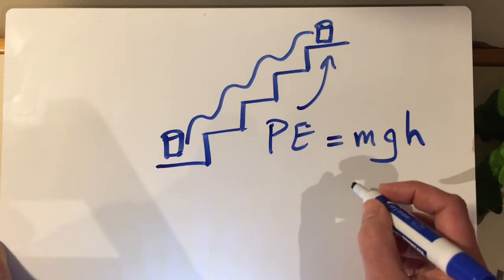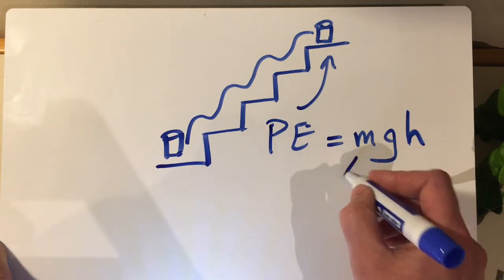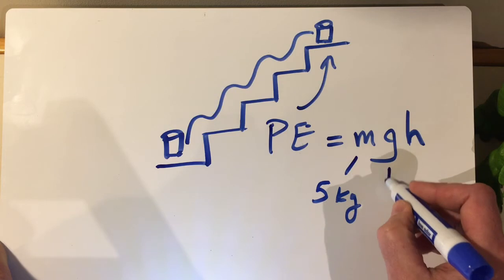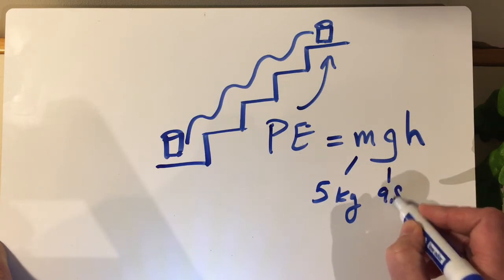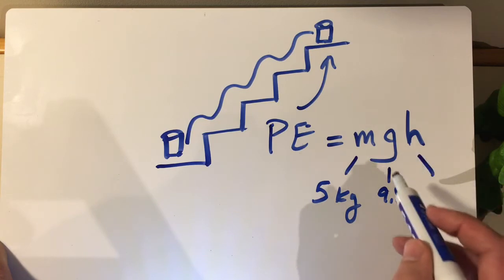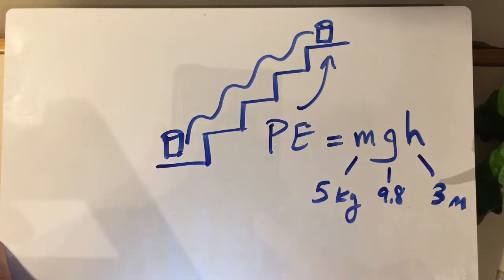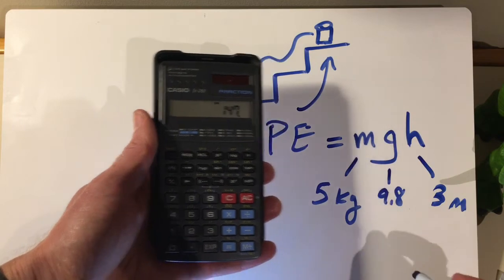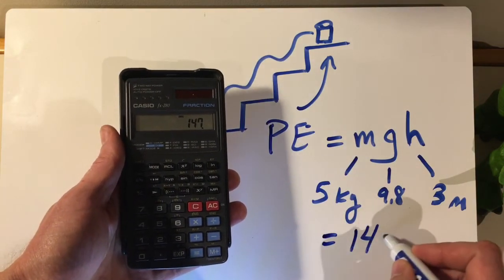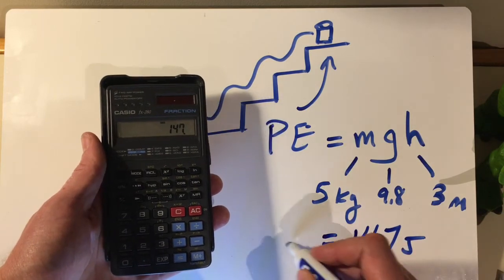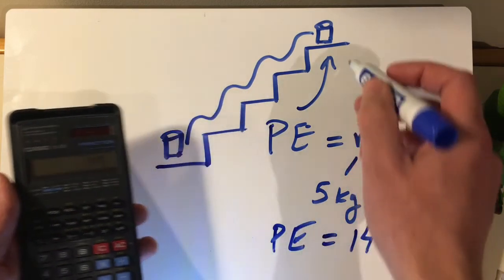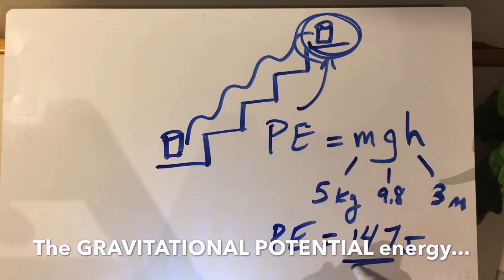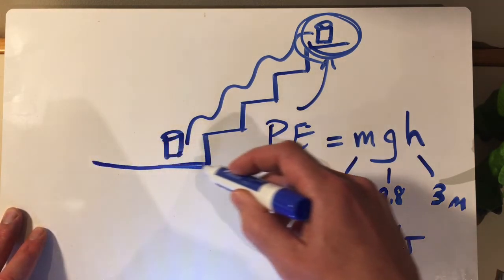Okay, so its mass, let's say it's 5 kg, and it's on planet Earth, so that would be 9.8 meters per second squared, and the height would be 3 meters. 5 times 9.8 times 3 is 147. So 147 joules. That means that the potential energy held in this bag of groceries is now equal to 147 joules. Okay, that's assuming this is our planet Earth.